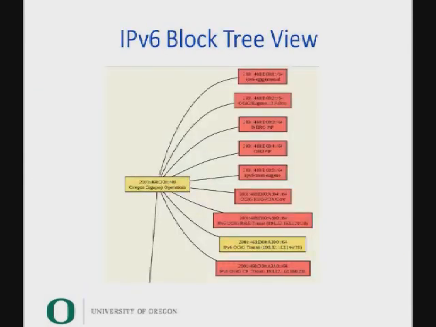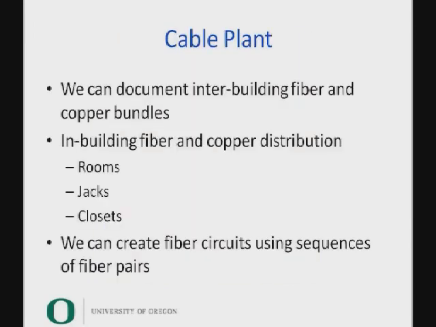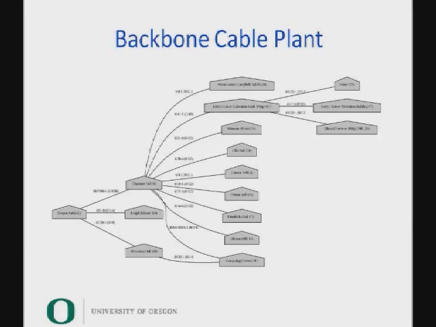And on the IPv6 part, we can generate graphs of the hierarchy in a tree view. We're working on the other kinds. I'll talk about that. Cable plans, so we document inter-building fiber, copper bundles, and also in-building fiber, so we keep track of rooms, jacks, closets, and we can also use sequences of pairs of fiber to create circuits. And then those circuits can be associated with device interfaces. So it's all correlated.